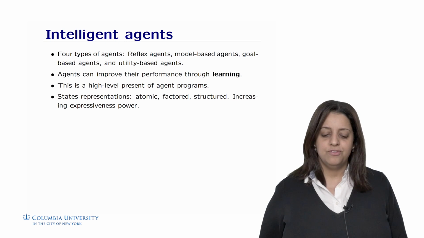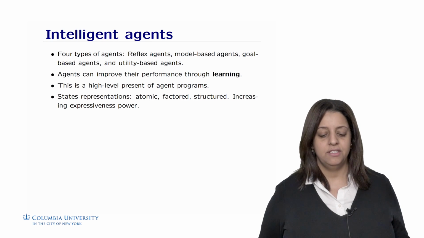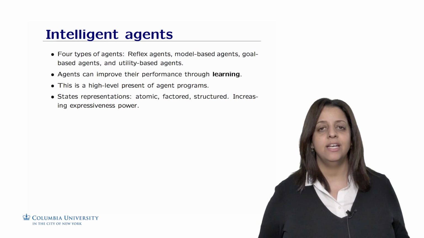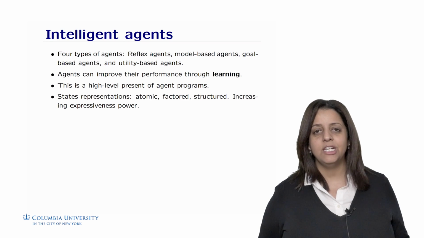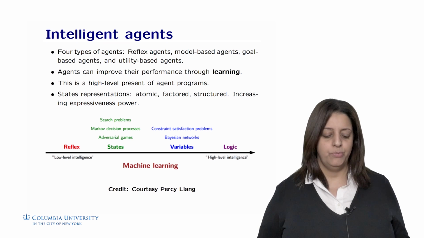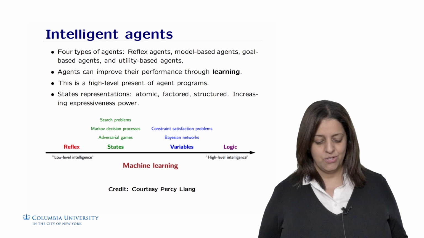Agents can improve their performance through learning, which is a central piece today in AI that aims to make the agent aware of different situations and learn from its experience. So this was a high-level representation of the different agent programs. We have seen lastly that state representation can be either atomic, factored, or structured, which goes by increasing order of expressiveness. Finally, I would like to finish with this beautiful diagram that shows the roadmap for the next lectures in AI.